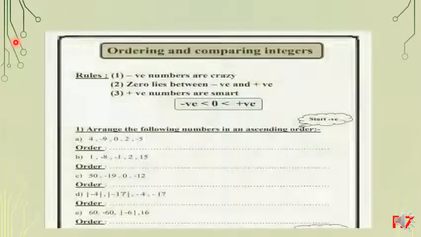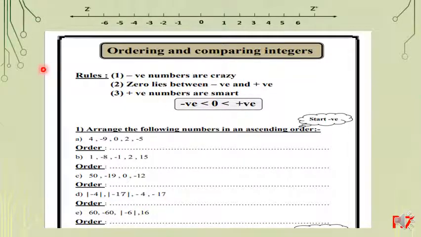Page 7. Ordering and comparing integers. Rules: negative numbers are crazy, and 0 lies between the negative and the positive. Positive numbers are smart. 0 is bigger than any negative number and smaller than any positive number. And actually the number line will help us very well to solve these questions.